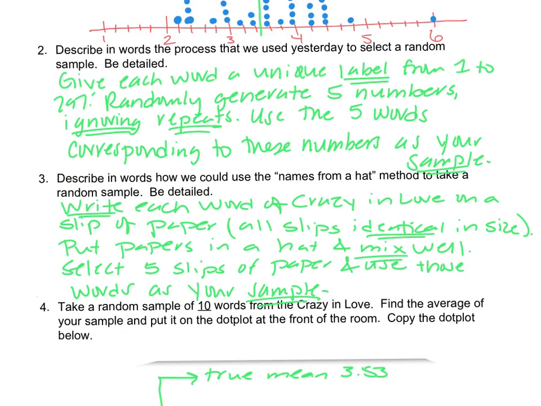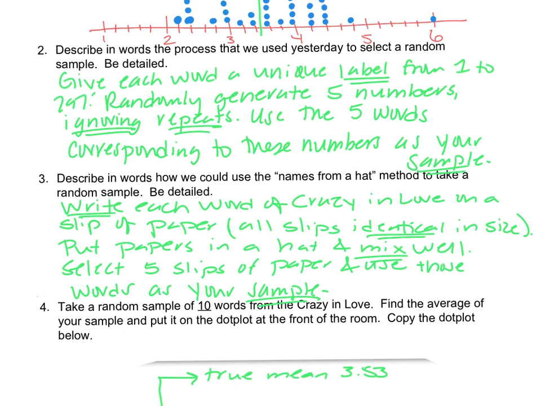Okay, first thing we're going to do is look at number 2. It says describe in words the process that we used last time to select a random sample. So basically what we did was we gave each word a unique label from 1 to 297. This was technically already done for us on the paper that I gave you. Then we randomly generated 5 numbers using the random number generator, and we ignored anything that repeated itself. Then we used the 5 words that correspond to the numbers we selected as part of our sample.